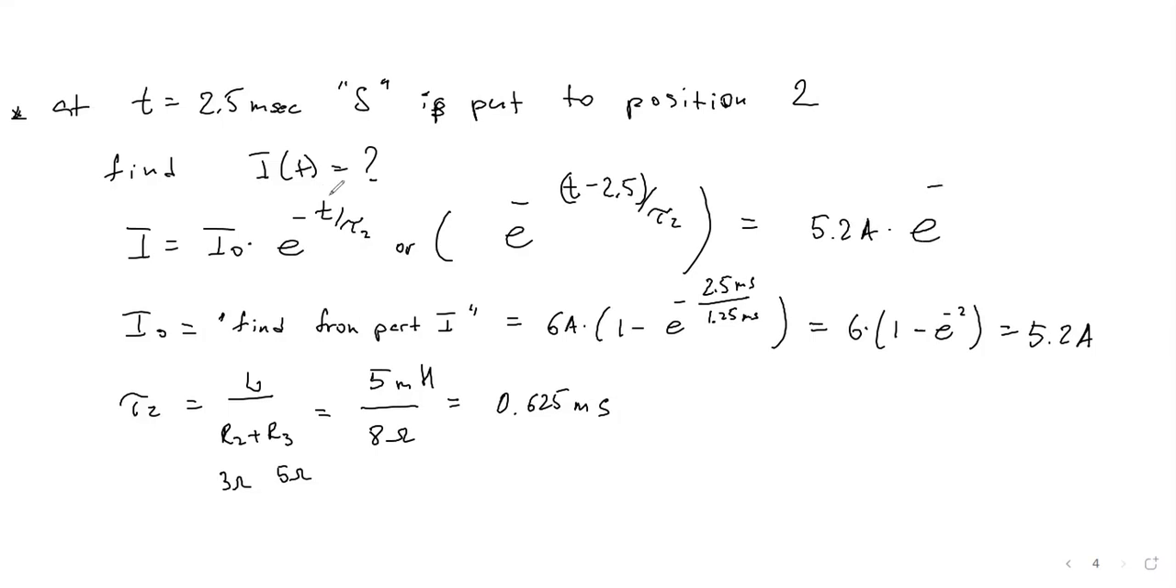Let's put here T prime. The time calculated from the moment of the switch, when the switch was changed, not the dead time, that was just a global time.